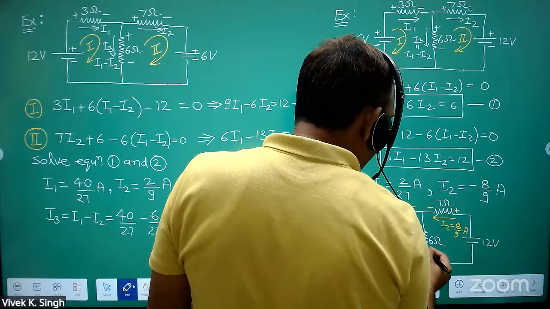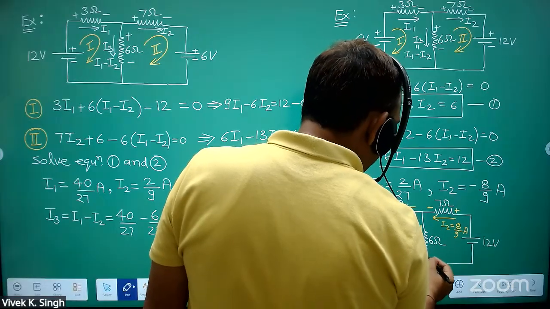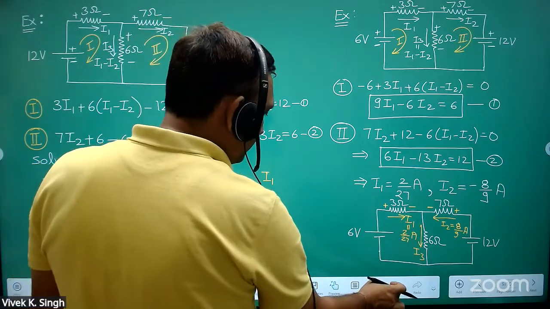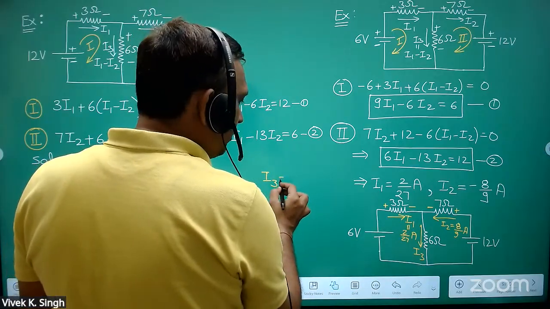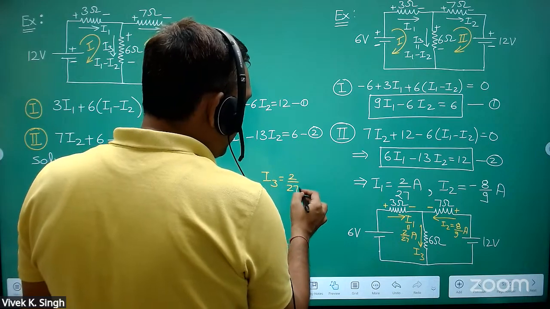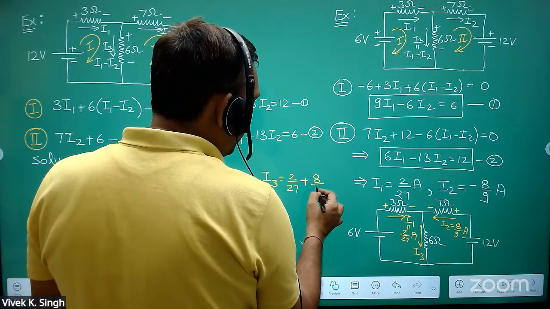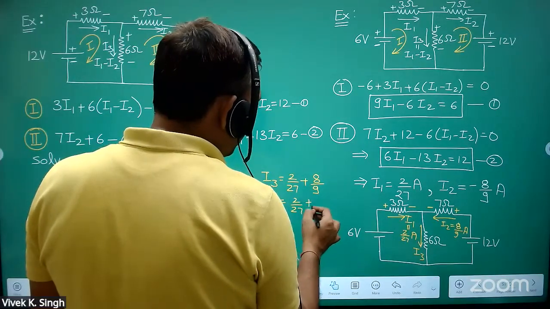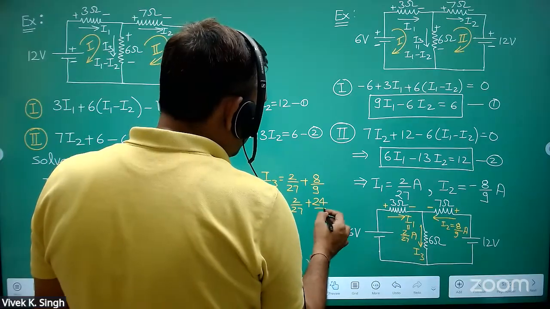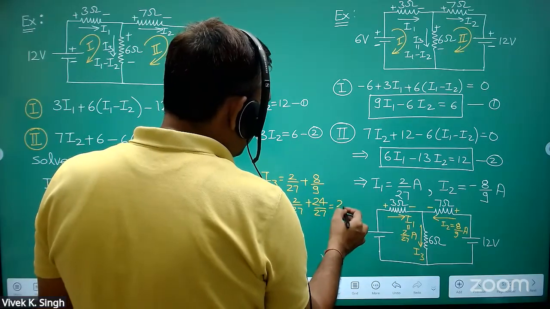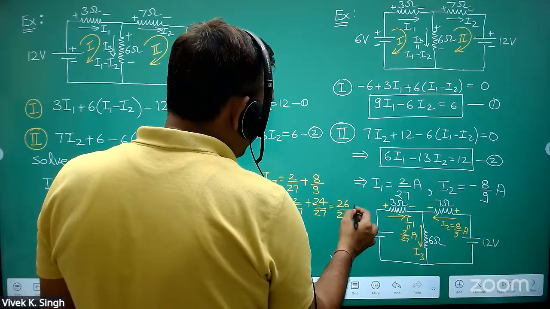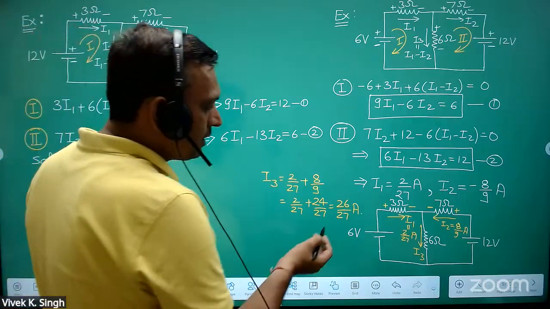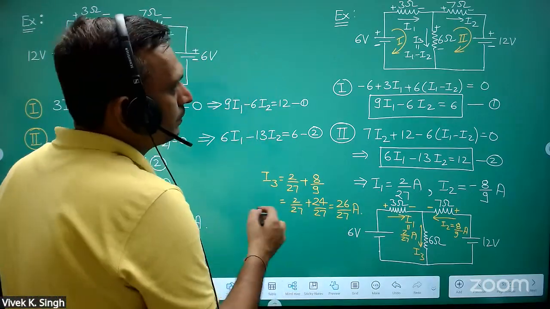So what will be this current I3? I3 you will get I1 plus I2. So I3 will be given by 2 by 27 plus 8 by 9. So this is 26 by 27 ampere. Okay? So I3 is 26 by 27 ampere.